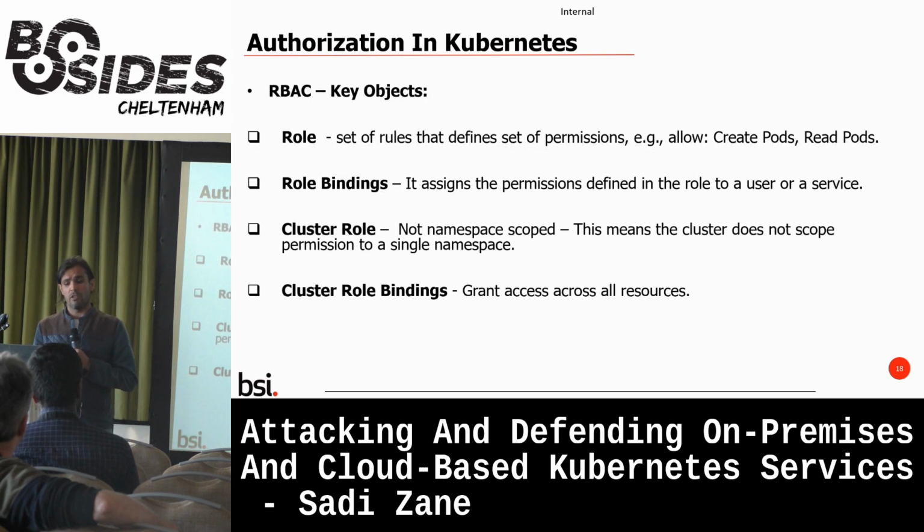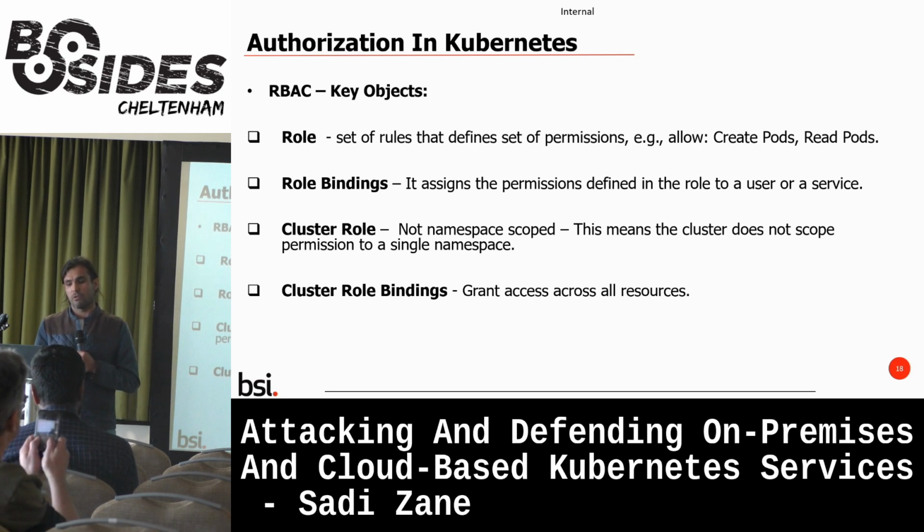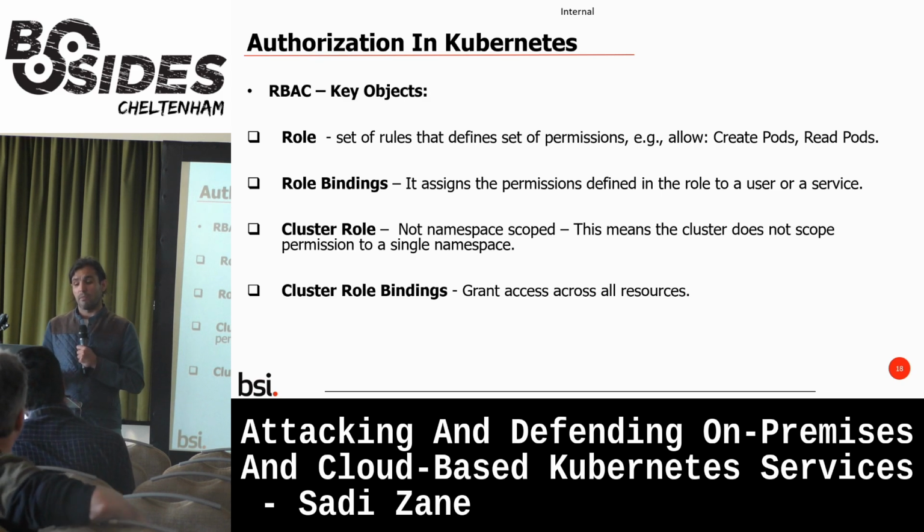The primary key objects with RBAC are the role, role binding, cluster role, and cluster role binding. Very mouthful. So the role is essentially a defined set of permissions. A role could allow create pods, read pods, or execute pods. Then you have the role binding, which assigns the permissions defined in a role to a user or a service account. So you create the role, and then the role binding assigns that role to the user.